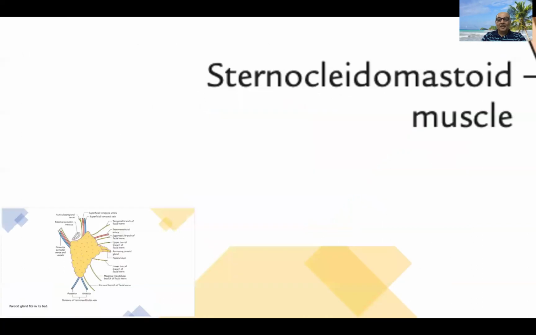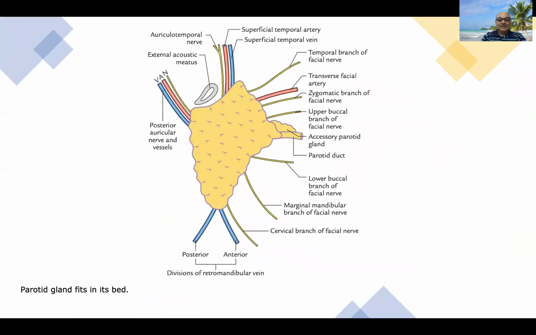So let's zoom in. We can see that this gland fits in its bed, and all across this gland, different neurovascular structures are radiating outwards or inwards. So they are going in and out. On top, you can see the external acoustic meatus. And down there is the apex, and there you can see an inverted V with a vein emerging out. We need to look into these details shortly.